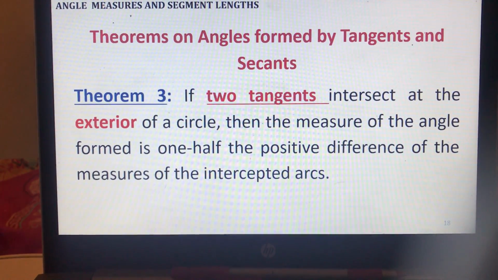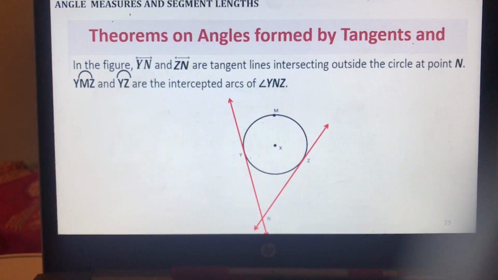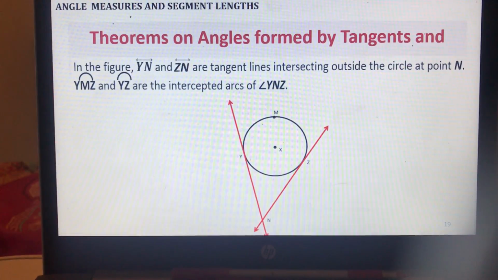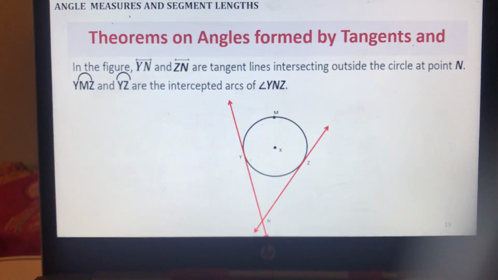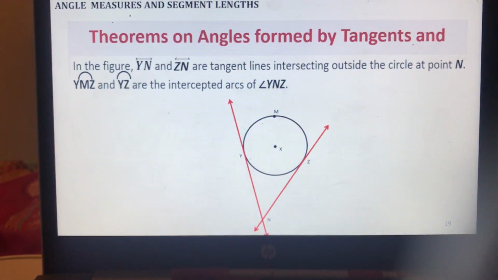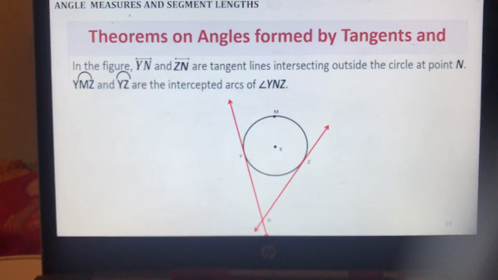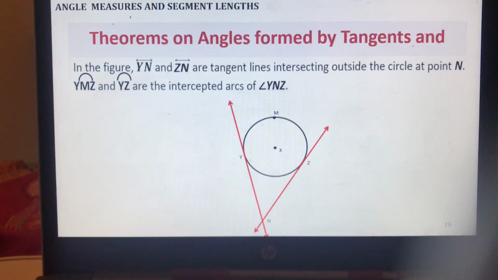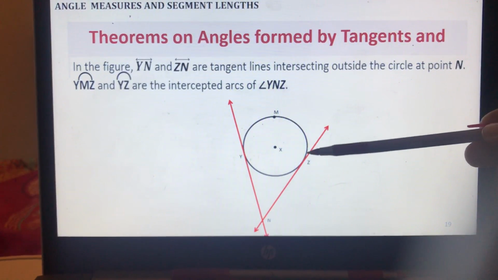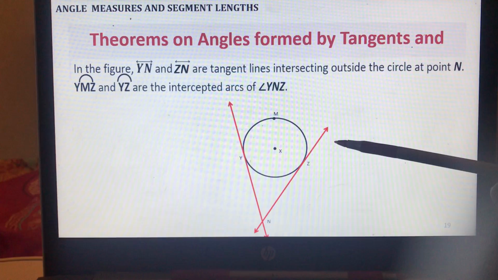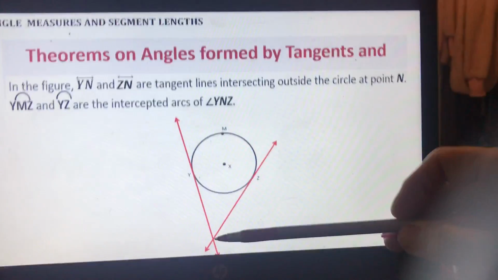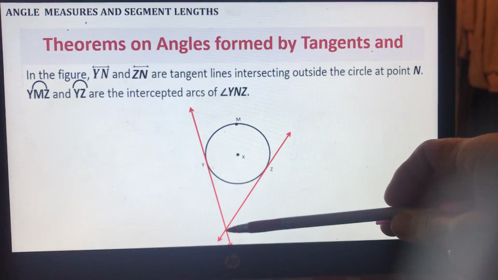So what does that mean? First of all, we need to have two tangent lines, and we also need to have a circle. And of course, the tangent lines and the circle are going to be on the same plane, so they are coplanar. So in this figure, we see that tangents YN and ZN are both tangent lines. Why? Because they're touching or intersecting the circle at exactly one point, okay? And they're also intersecting outside of the circle at point N. You can see it right here.